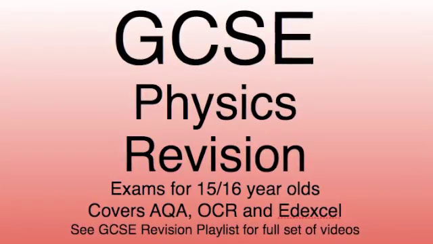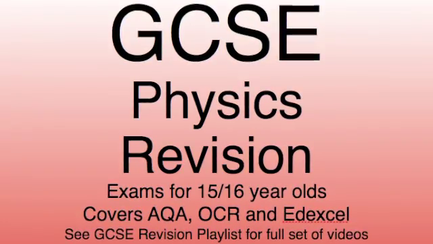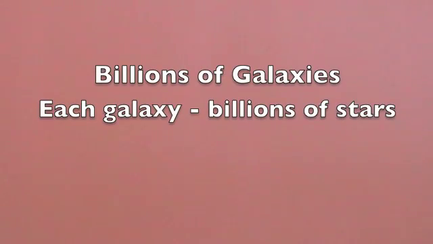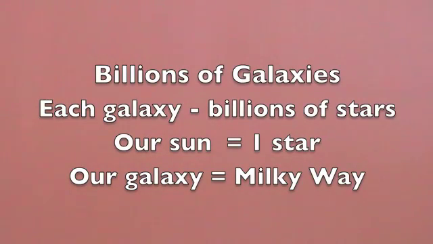Hello, today we're continuing with our series of GCSE physics revision looking at the universe. For our purposes, the universe is essentially defining absolutely everything that there is. The universe contains billions of galaxies. Each galaxy contains billions of stars. Our Sun is one star, and that star is in a galaxy called the Milky Way.